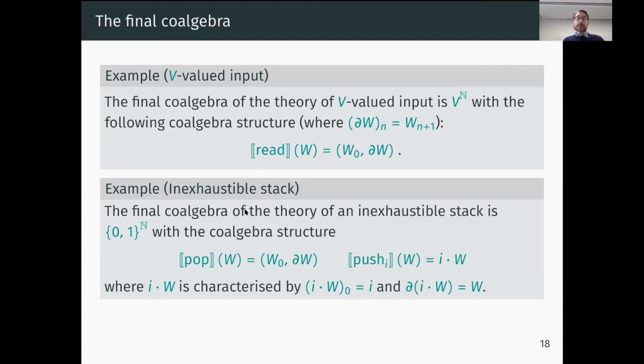And it turns out for the inexhaustible stack, you get something pretty similar. So this is V to the n. Here I've specialized V to be {0, 1}, and I get {0, 1} to the n. And this operation here is the same as this operation here. And then this bit here is kind of an inverse for that operation.